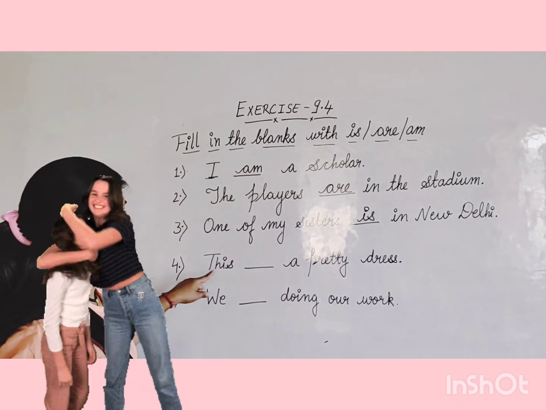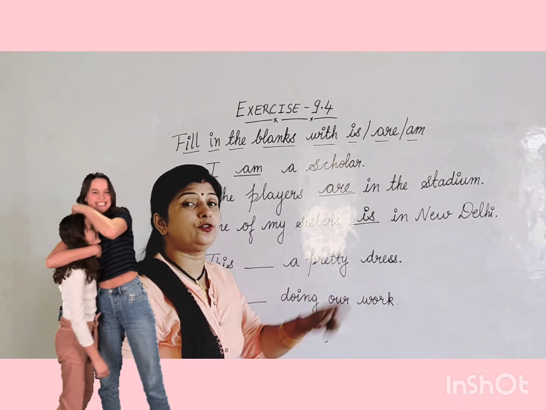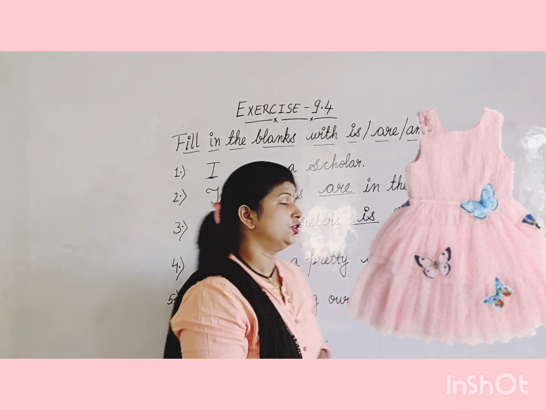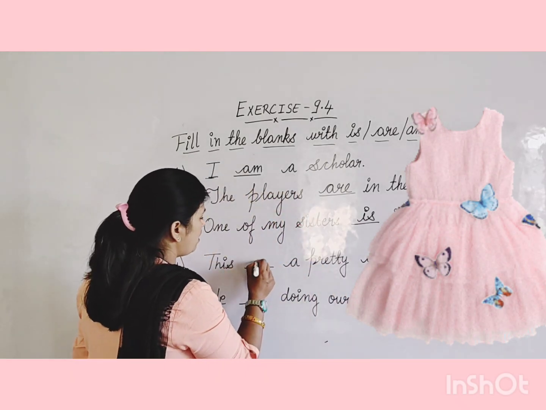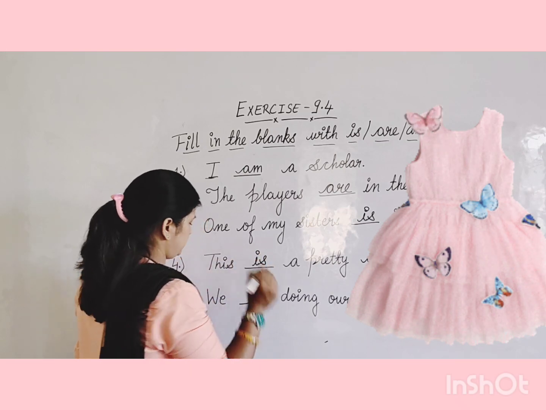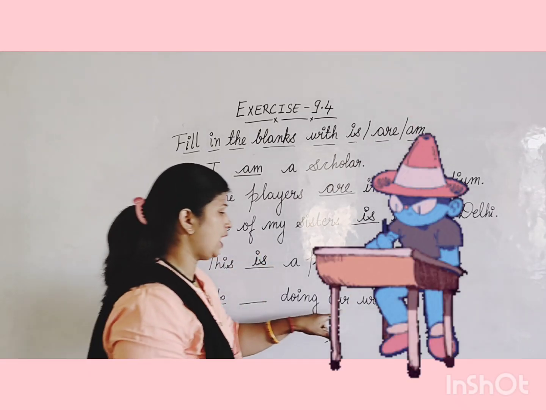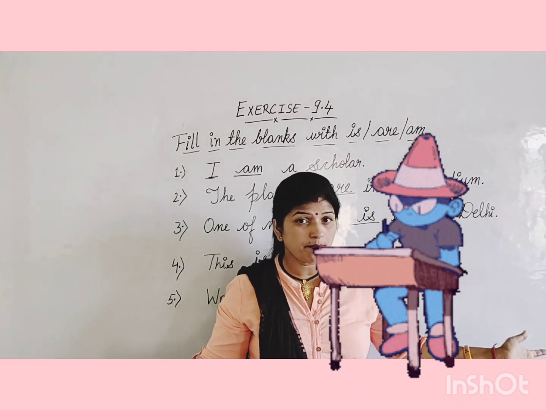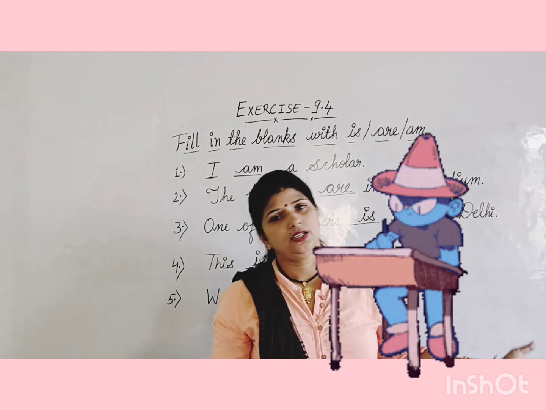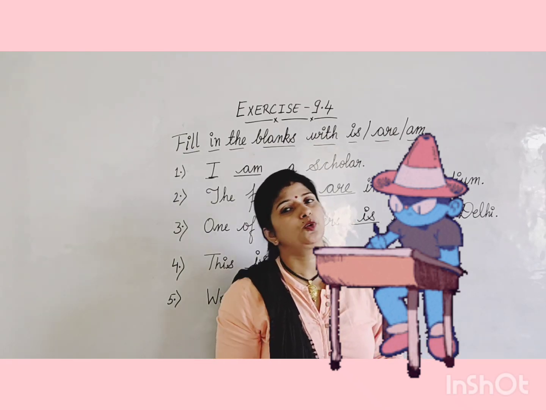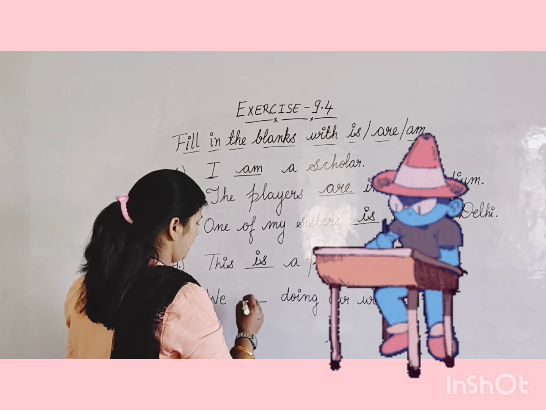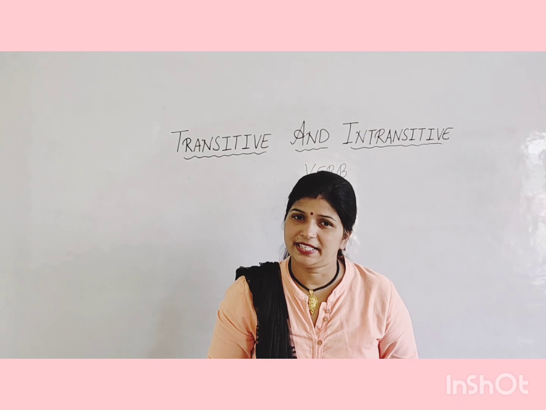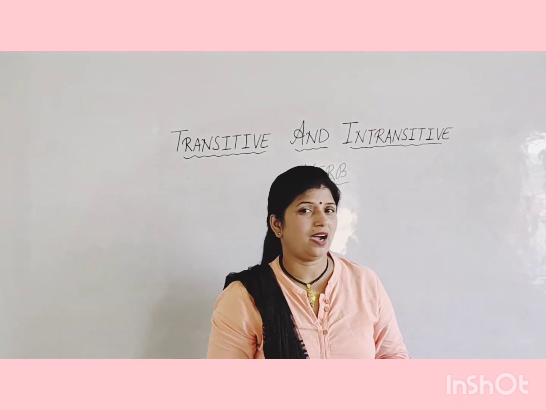Now here the fourth one is: this dash a pretty dress. Here we are talking about only one dress. So it will be: this is a pretty dress. Next: we dash doing our work. We, that means we are talking about many people. So we is a plural subject. So we will write over here are. We are doing our work.